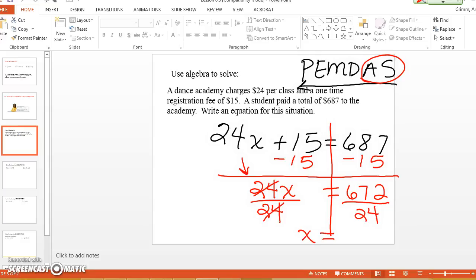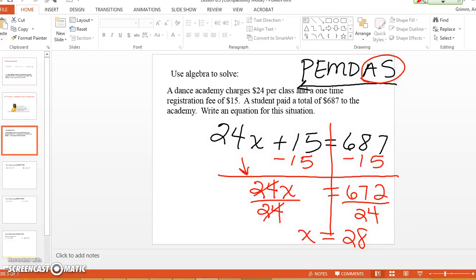And then at this point, I pick up a calculator. So you guys have calculators on your computers. So what is 672 divided by 24? 28? So what does that mean? We went to 28 classes at $24 a piece.